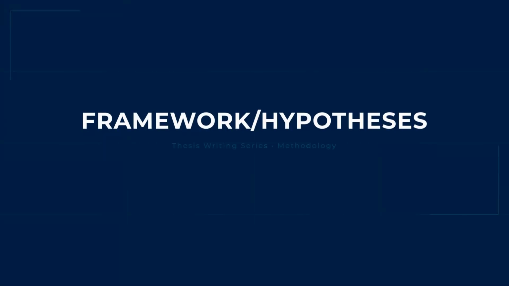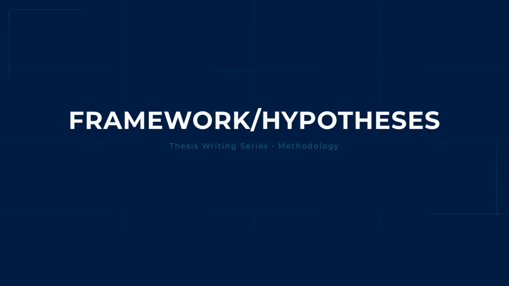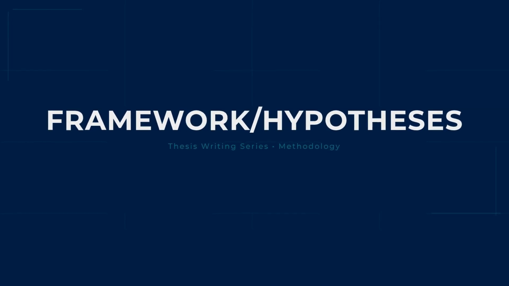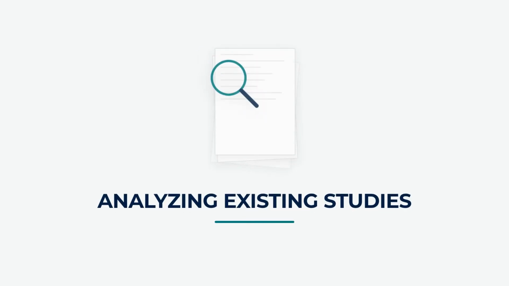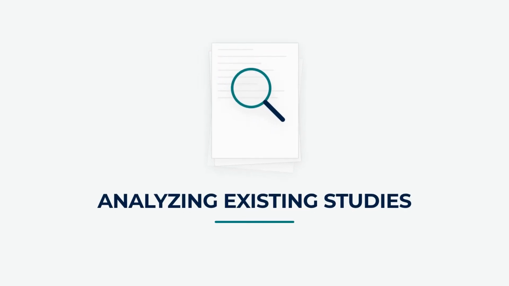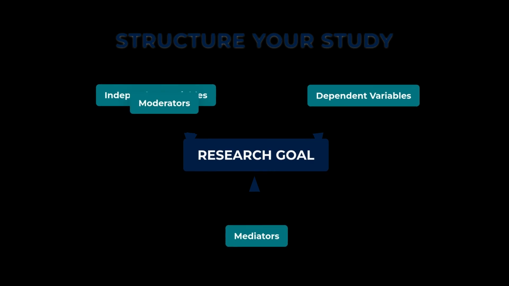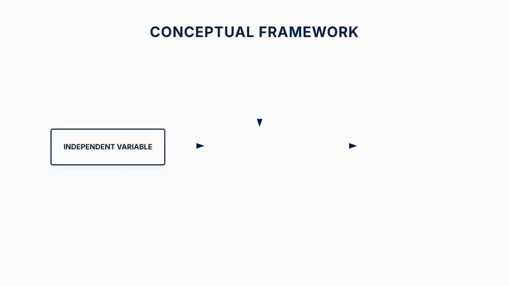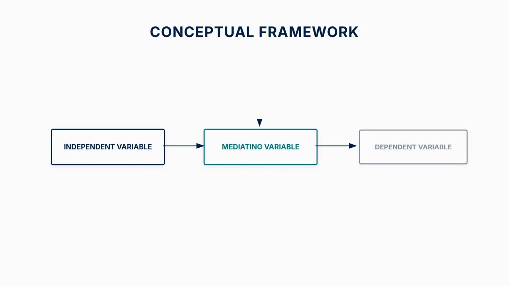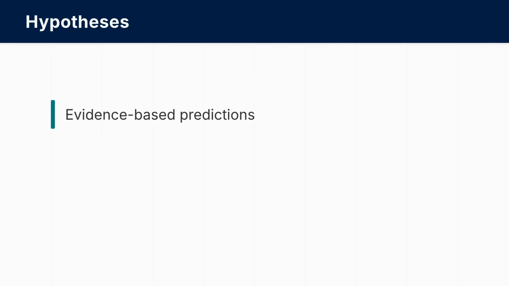Extracting dependent, independent, mediating, and moderating variables, along with developing a conceptual framework and hypotheses from a literature review, involves carefully analyzing existing studies to identify key factors that influence your research topic. These variables help structure your study and explain the relationships you aim to investigate, while the conceptual framework visually or logically organizes these connections. Hypotheses are predictions based on these relationships, grounded in evidence from the literature.